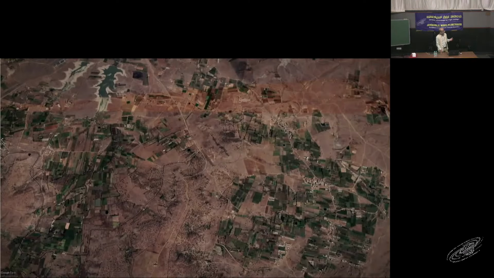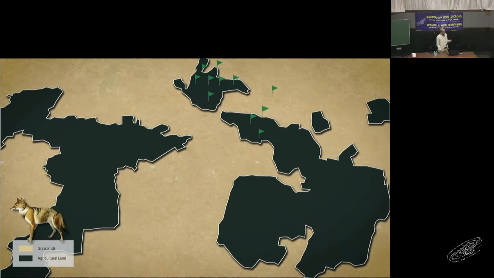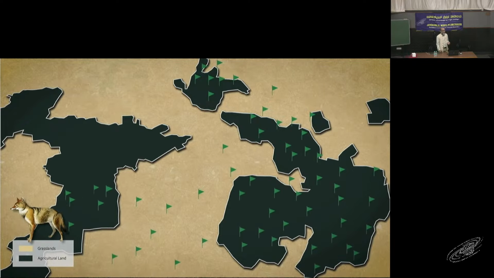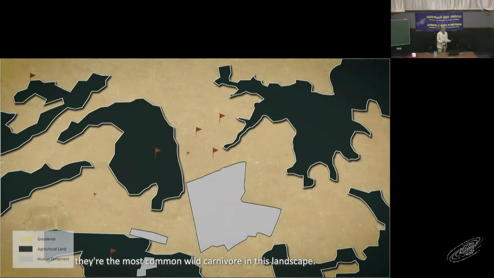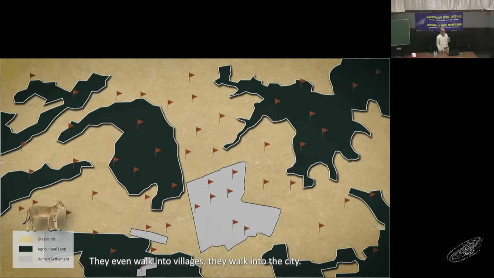But other species, such as the golden jackal, have almost exactly the opposite use pattern. They prefer the agricultural areas, and they use the grasslands only to move between agricultural patches. So they will actually benefit from agricultural expansion. As long as there's food to be had, they'll be there.